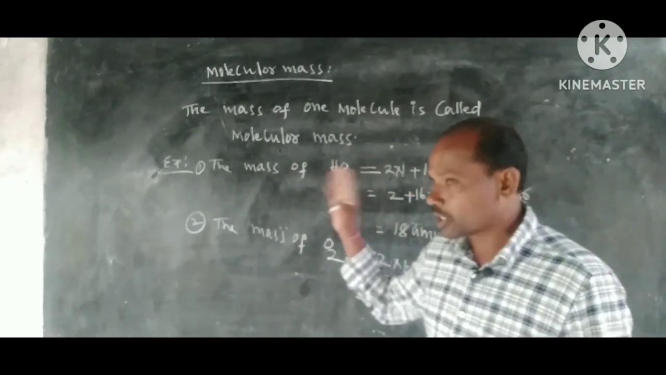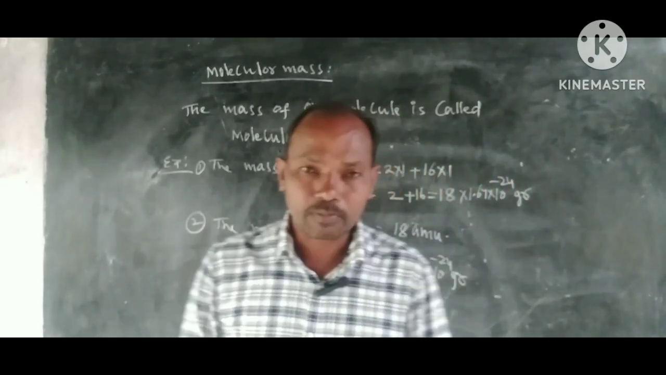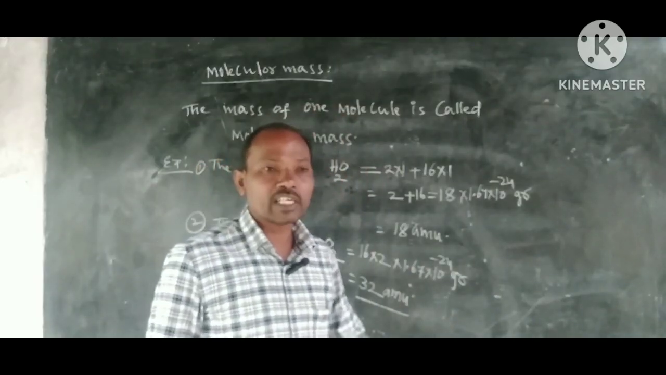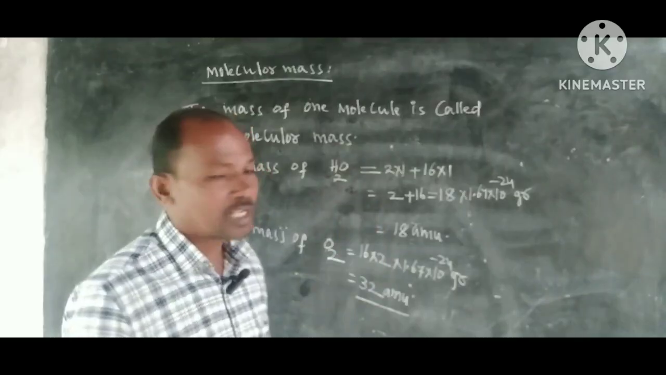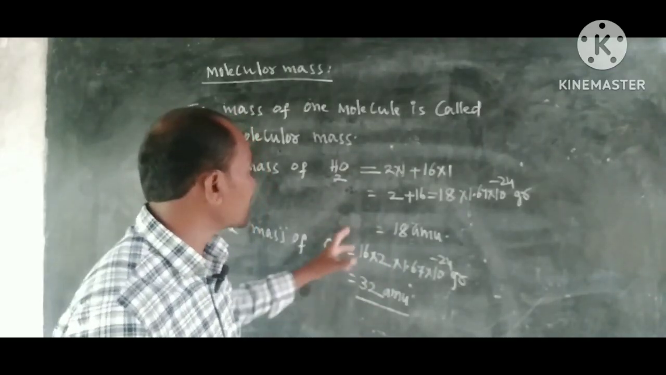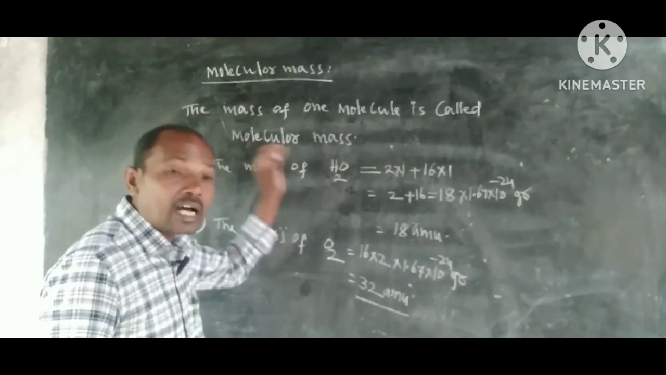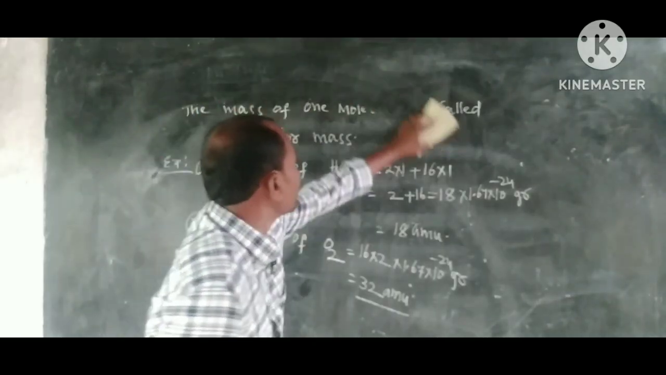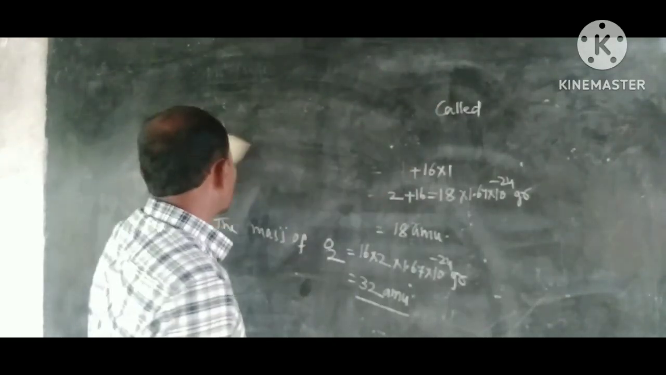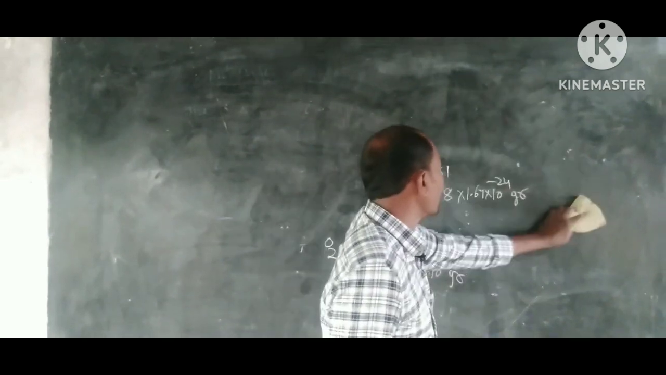So totally, what is the molecular mass? Molecular mass means the mass of only one molecule. That is called molecular mass. Next, what is the gram molecular mass? Gram molecular mass or gram molecular weight.